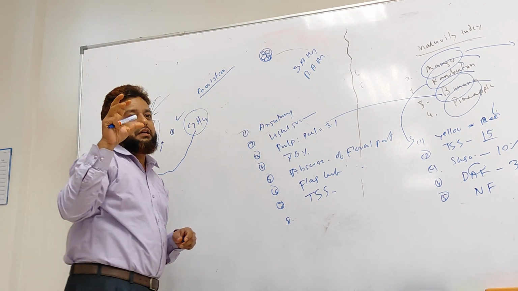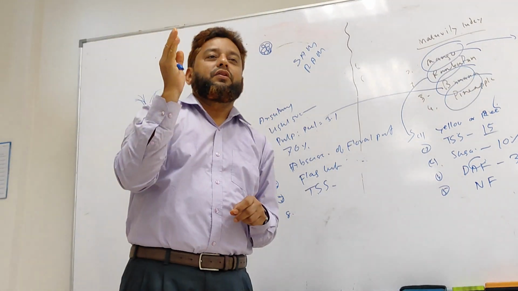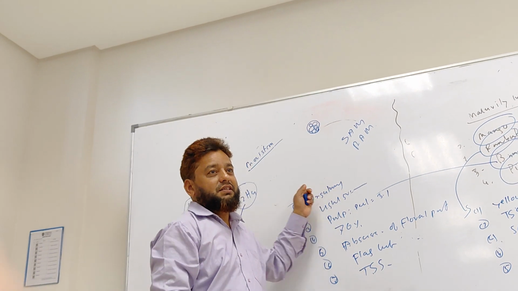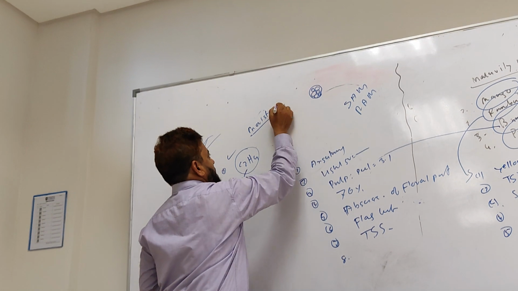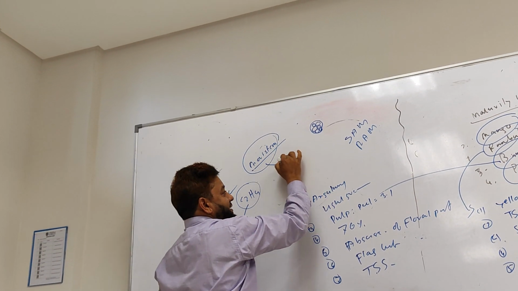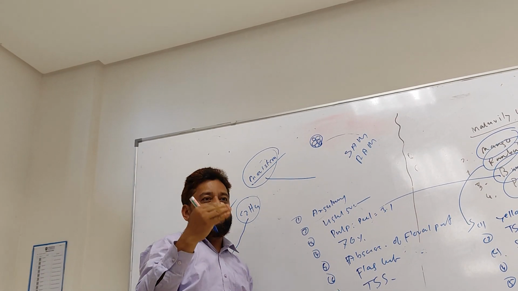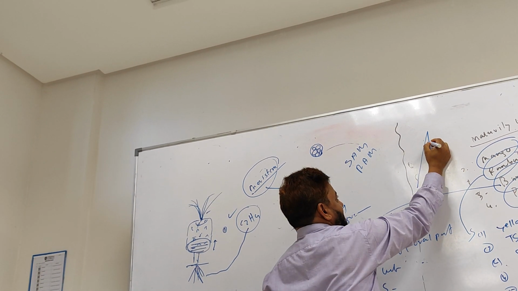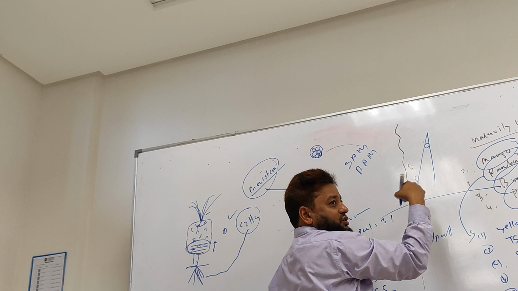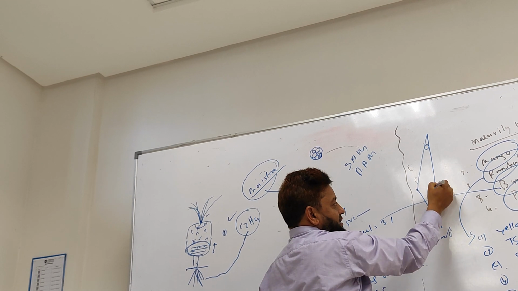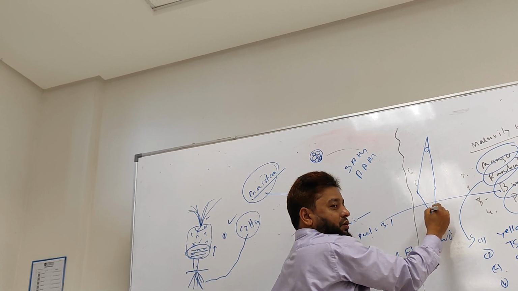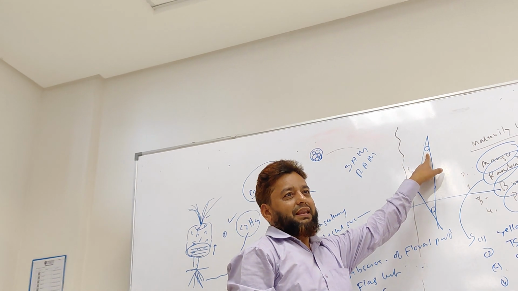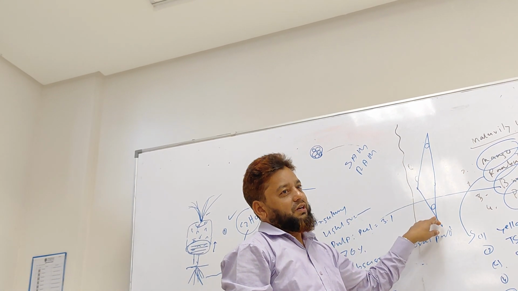Actually, if some cells are very thin and more active, they can make new cells. So the group of cells we can call the meristem. In the plant we can find two types of meristem. One type is at the top part of the stem, and another meristem we can find at the top part of the root. So this is the shoot apical meristem and also the root apical meristem.